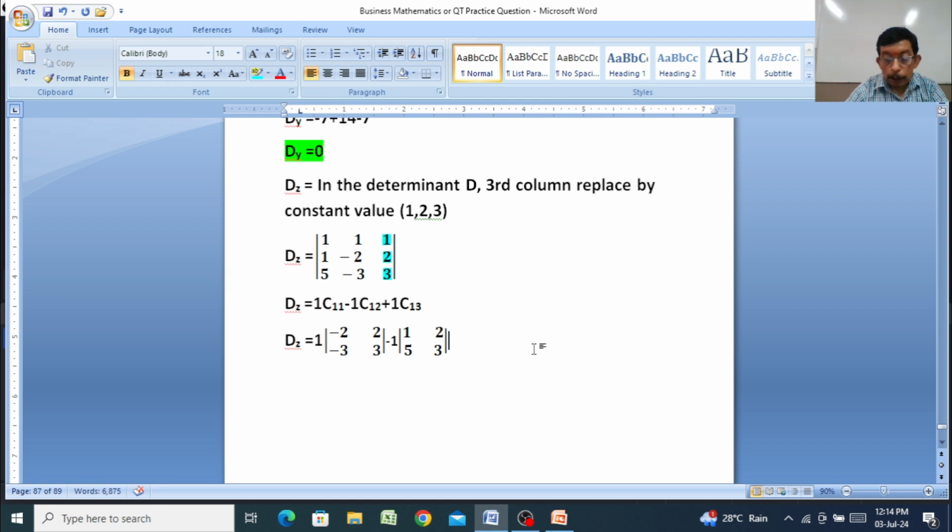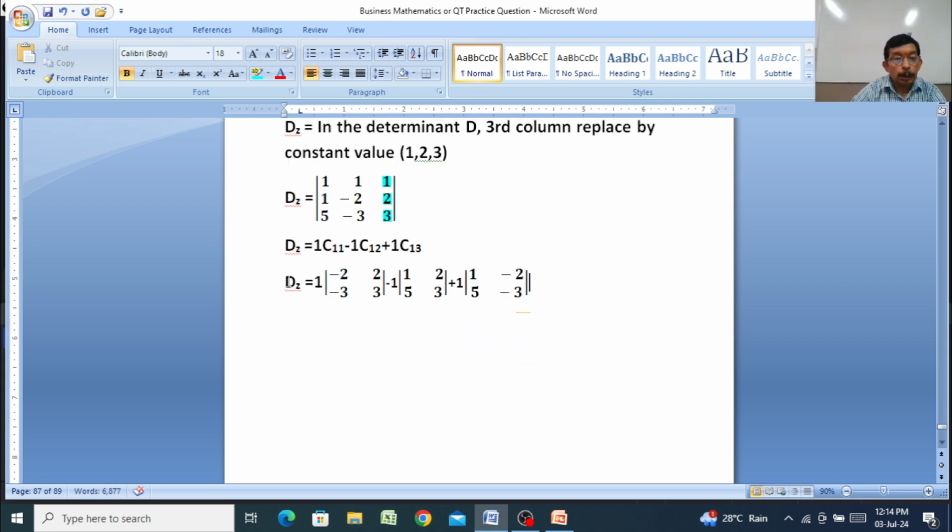Now the next element is +1, and the corresponding cofactor C13 is in the form of a determinant of 2 by 2 order. By deleting the first row and third column, the remaining elements are 1, -2, 5, -3. Now simplify in the next step.